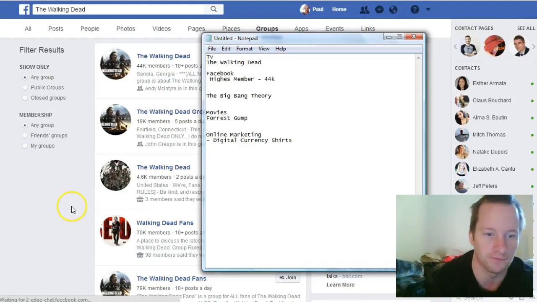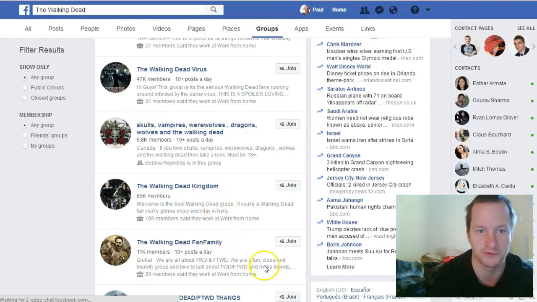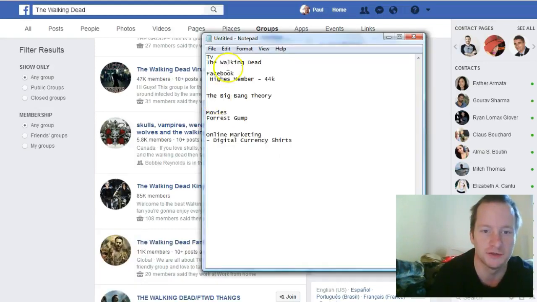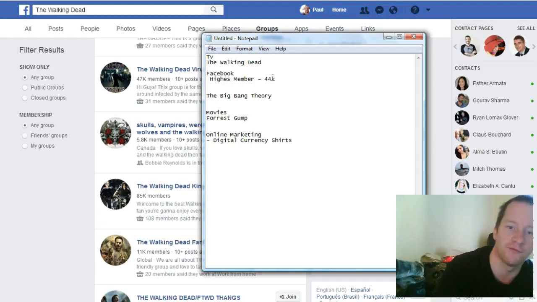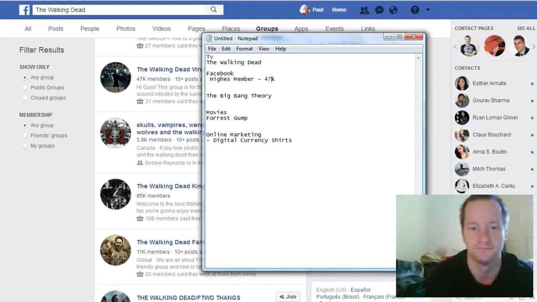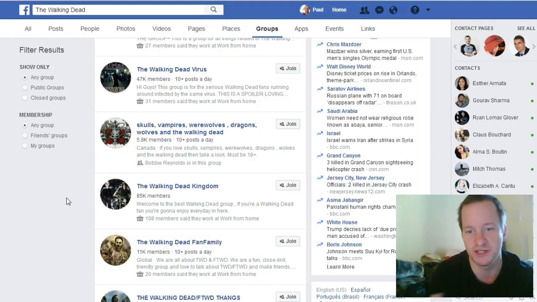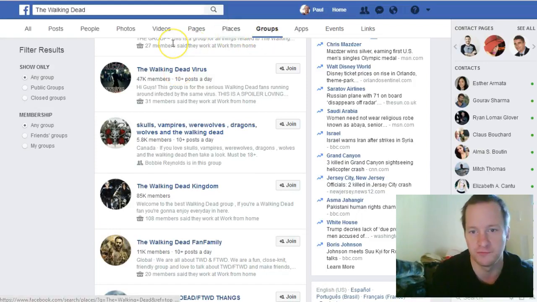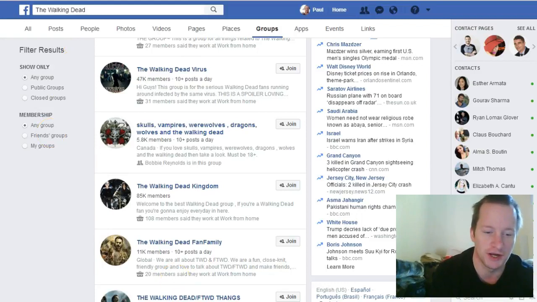And let's count how many we can see right here. We got 1, 2, 3, 4. Okay, so there's a ton of groups for The Walking Dead. The highest I see is this one, so we have a new number: up to about 47,000 members. Okay, so we can go by this. And when we decide to do this shirt, we're going to join these groups so that we can be interactive with each group. So that is The Walking Dead for Facebook. Let's check out the next topic.